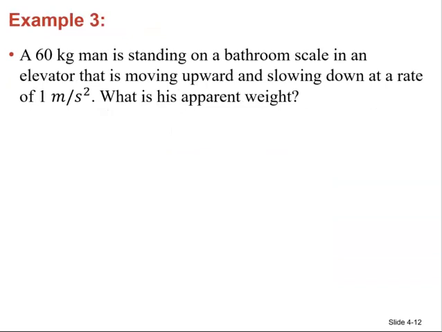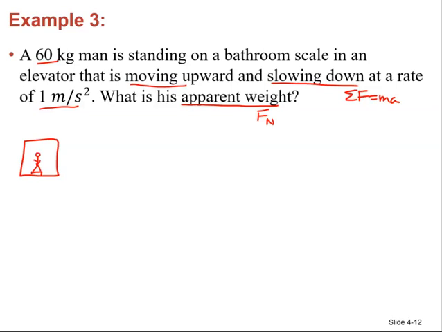So let's try some problems with the apparent weight. So in this case, again, we're going to deal with elevators. We have a 60 kilogram man standing on a bathroom scale in an elevator that is moving up and slowing down. So net force equals ma, at a rate of 1 meter per second squared. We want to know what is his apparent weight. That's the normal force. So this time, instead of the elevator with a cable, we have our elevator, we have our scale, and then we have our person standing on the scale.